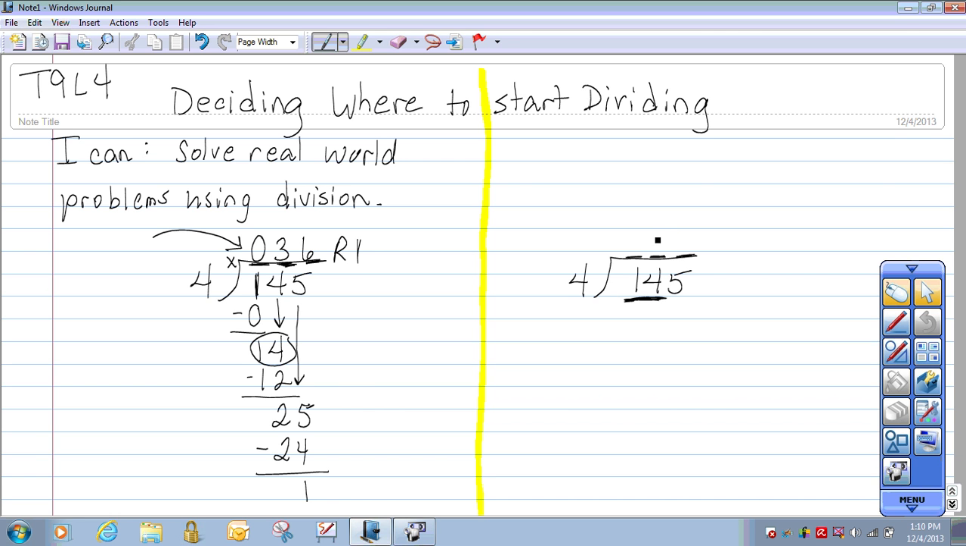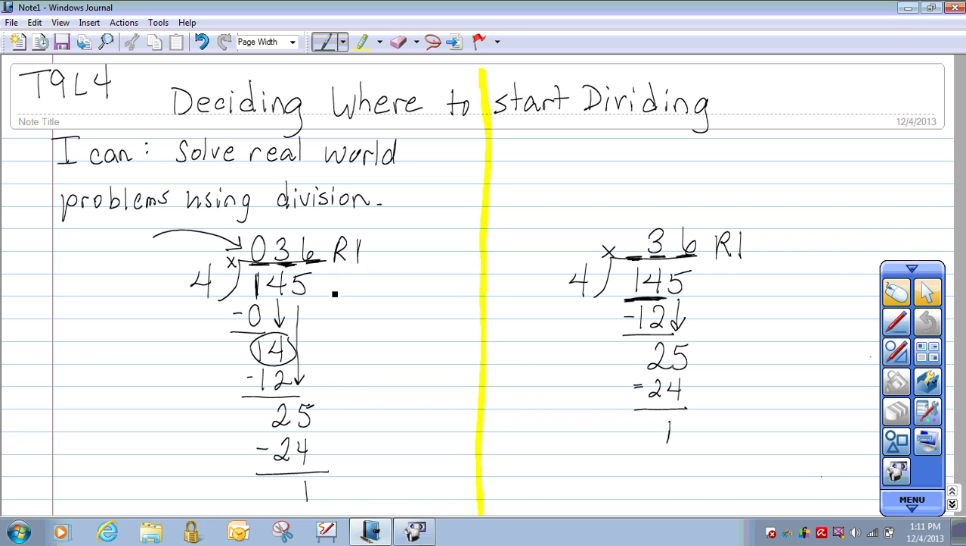4 will go into 14 3 times. You have to make sure, though, that you leave this space blank and you place the 3 in the tens place, because you're using the tens place. Then you multiply. 3 times 4 is 12. 14 minus 12 is 2. I compare, and 2 is less than 4, so I bring down my 5. And I begin again. 4 goes into 25 6 times. 6 times 4 is 24. Subtract. 1 left over. Remainder 1.